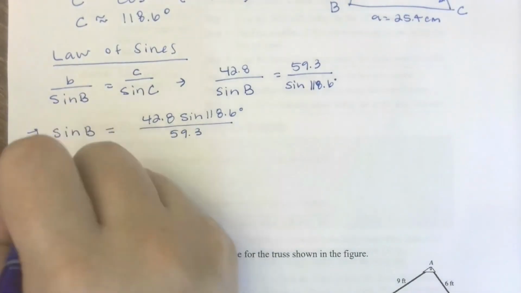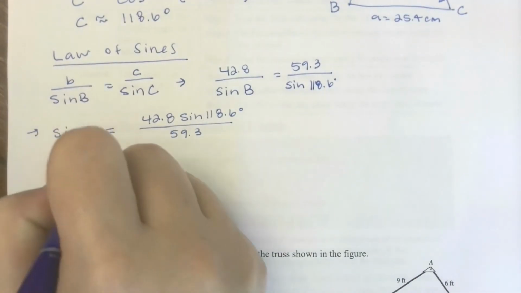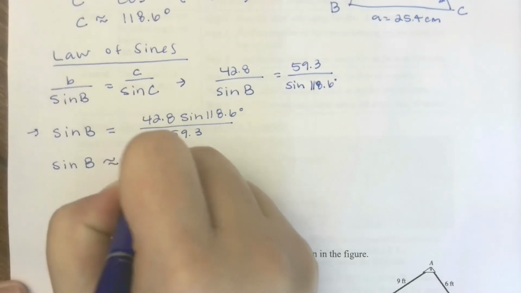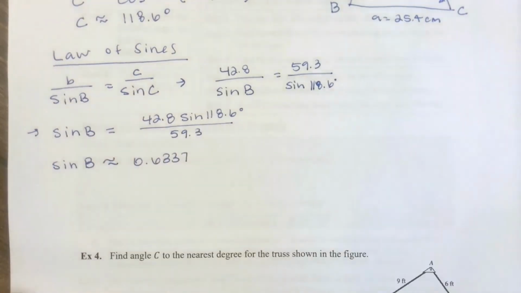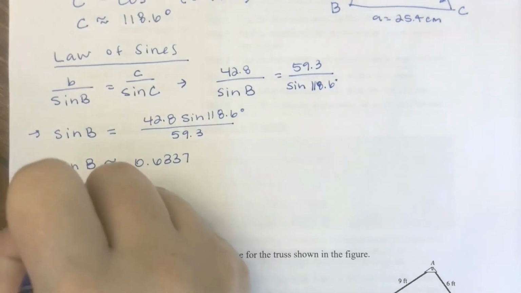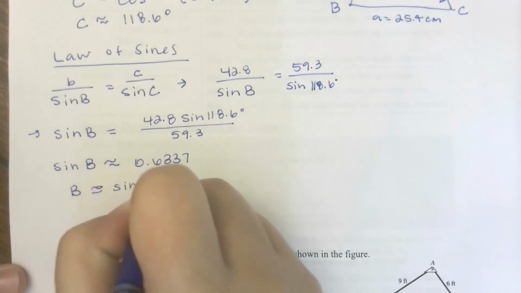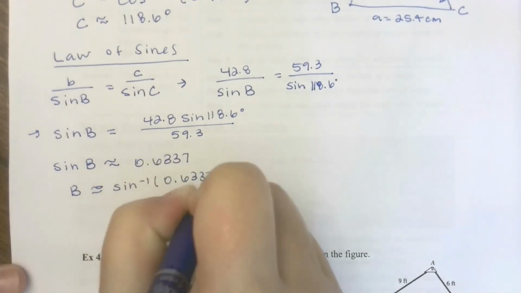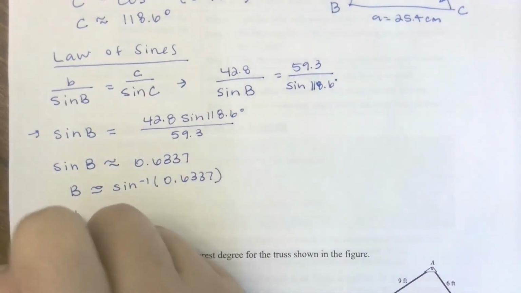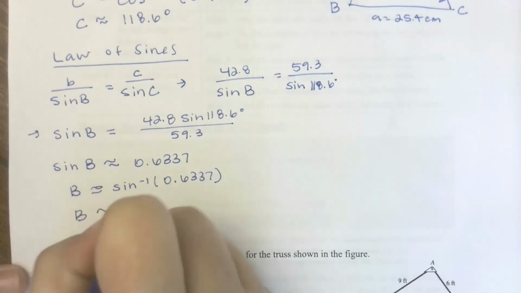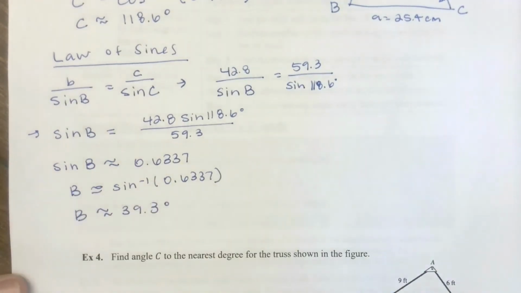Alright, so I'll plug that into my calculator and I have sine B is approximately 0.6337. Again, we're solving for the angle, so we're going to take the inverse. So B is equal to sine inverse of 0.6337, which gives me that B is approximately 39.3 degrees.